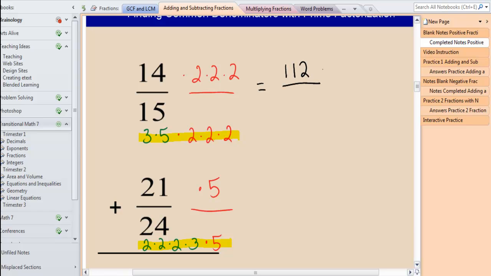And then we end up with 3 times 5 times 2 times 2 times 2, which is really just 15 times 8, which was that LCM, or least common multiple, of 120. And then for 21 times 5, we end up with 105. And again, our denominator should be the same as in the other fraction, which is 120. And this is how we get our common denominators.